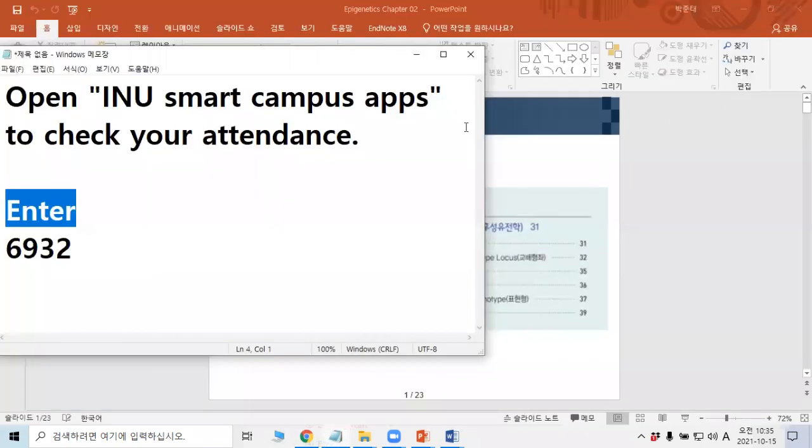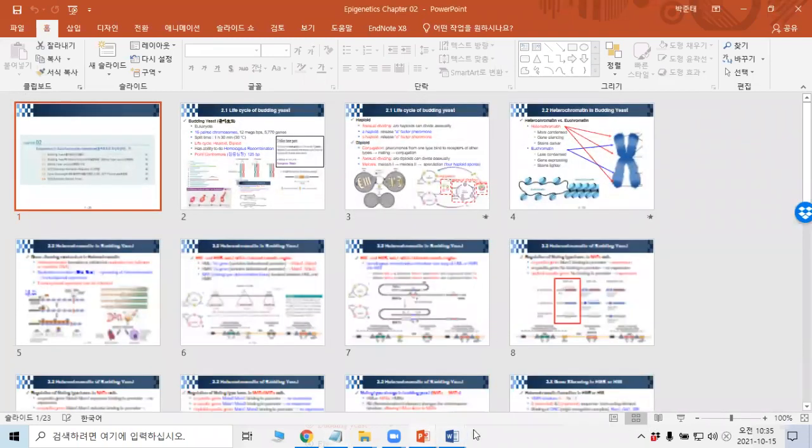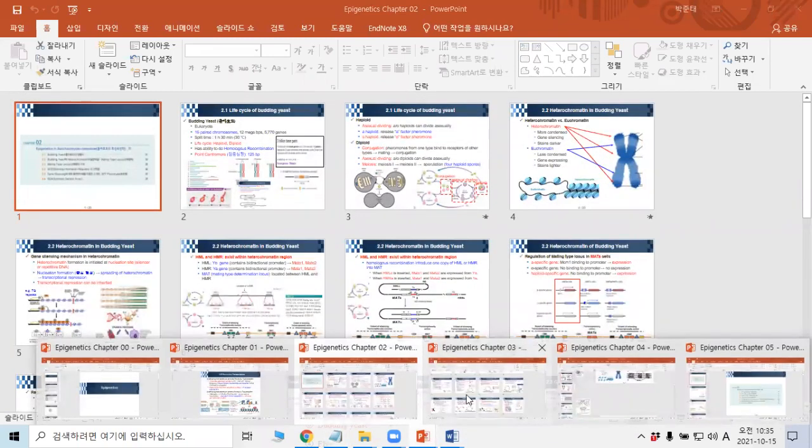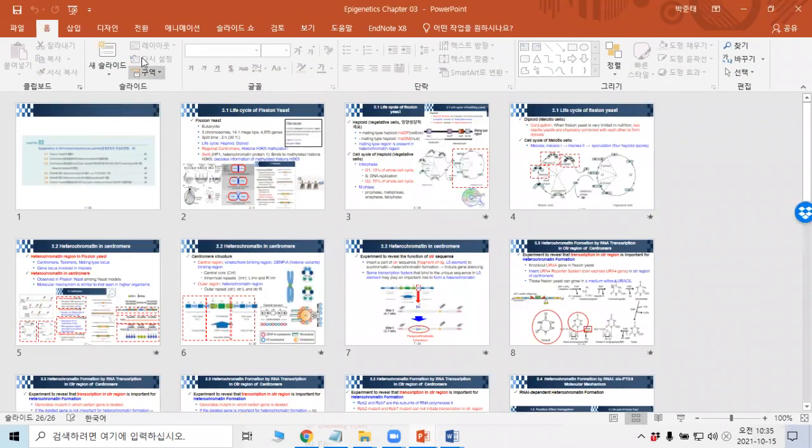Now we will cover chapter 3, chapter 4 and chapter 5. Do you have any other question about the chapter 3 homework or the chapter 3 class material? Okay, now we will cover chapter 3 again.